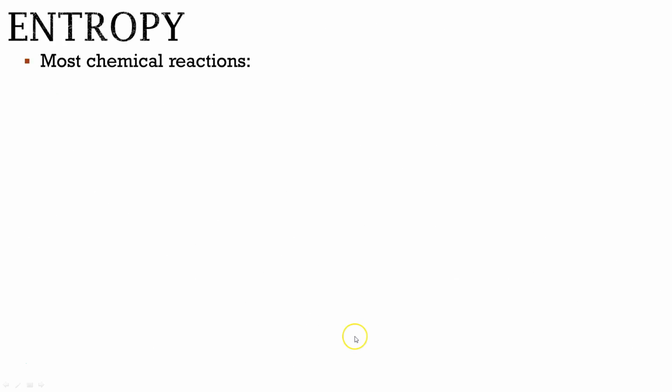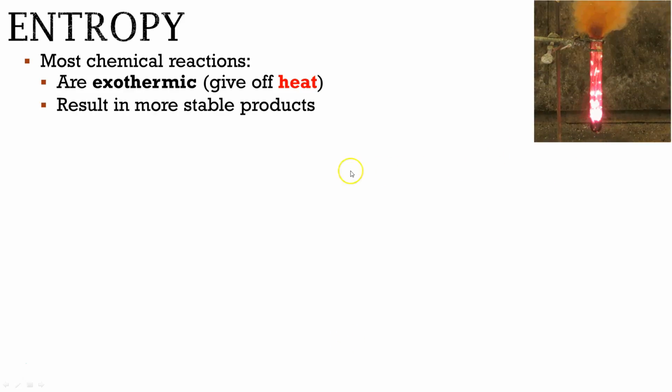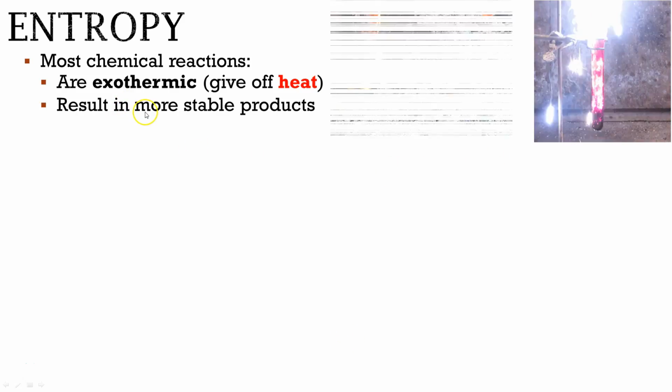Hello students of science. In this video we're going to talk about the driving force of reactions, why some reactions happen and others don't. And a big reason for that is entropy, a new concept we're going to be introducing here. Most chemical reactions, as we talked about before, are exothermic. They give off heat. Very big reaction like that, very exciting. They're also going to result in much more stable products.